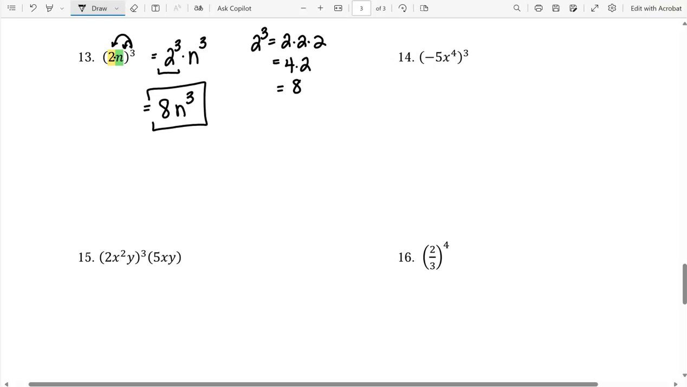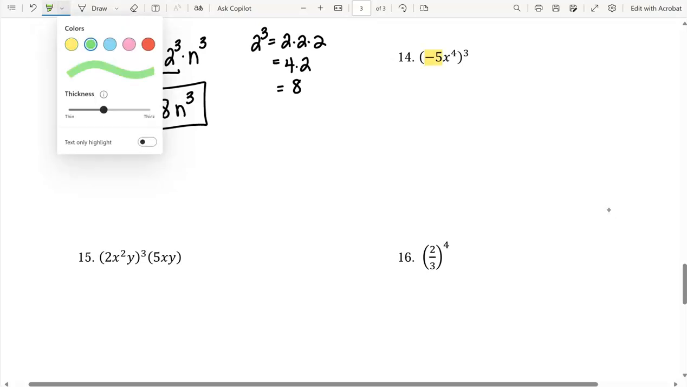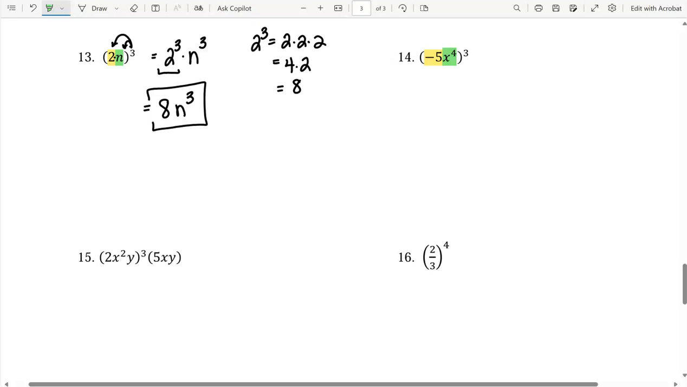So let's try number 14. I have two different types of bases. I have a -5 and I have an x to the 4th, both getting cubed. So what I want to do is write this first base, this -5, with its cubed. Notice I put it in parentheses. In fact, I could always just keep those parentheses because I need that negative to still be hugged with my 5.